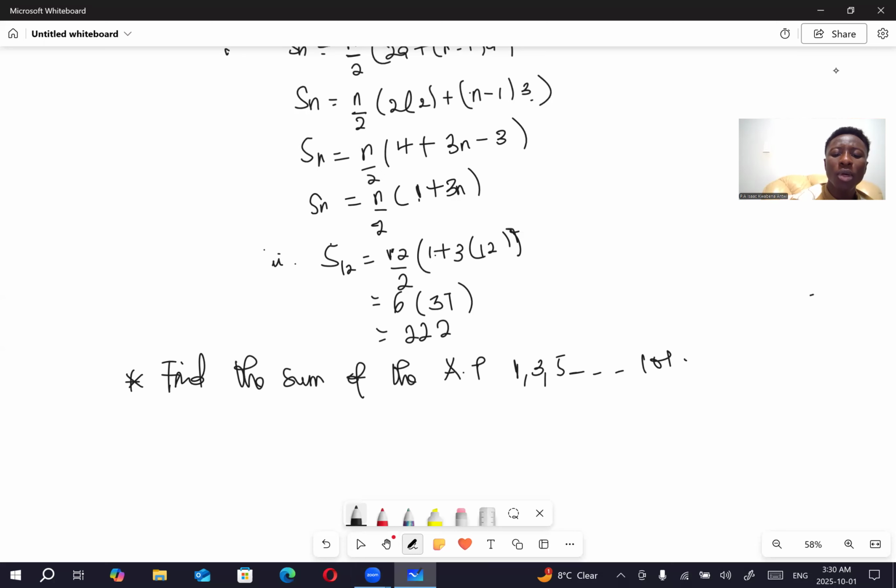Go back to the formula which helps you calculate the n term, which is a plus l, R, is that right? The formula is like this. If that is it, I think you have everything it takes. So you'll be able to get the n term, right?